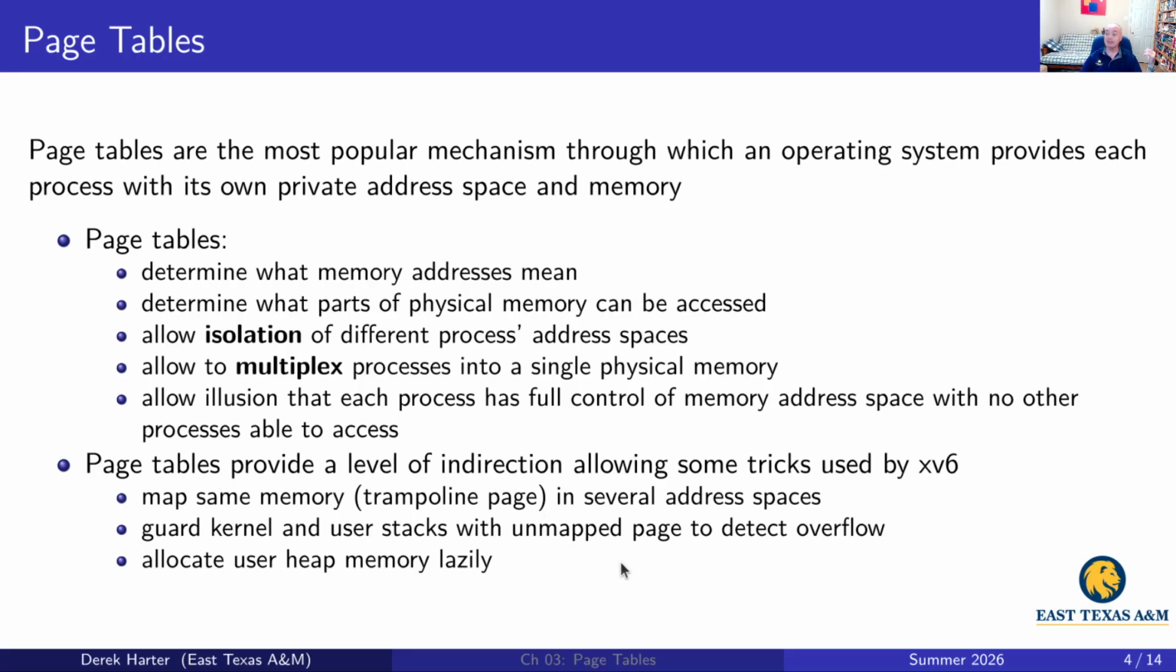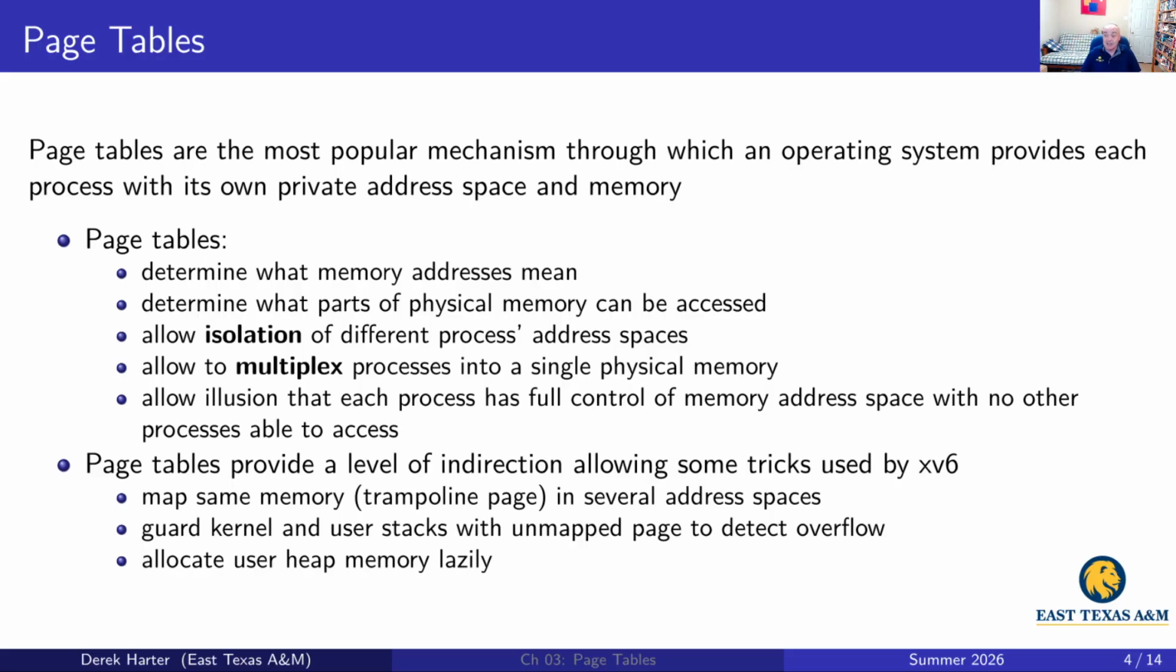So page tables provide a level of indirection, which also allows us to do some tricks that are used by XV6 and typically used by most operating systems to do similar things. The main one is that there is a single page that gets mapped into all of the processes' address spaces. There's only one actual physical page of memory that holds this trampoline page, but all processes will have that mapped to the last page of their virtual address space.